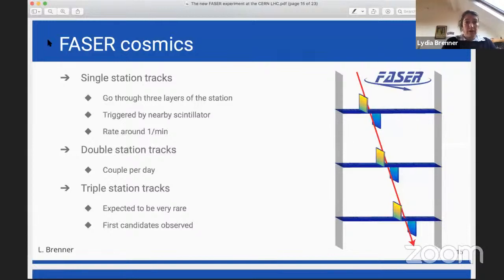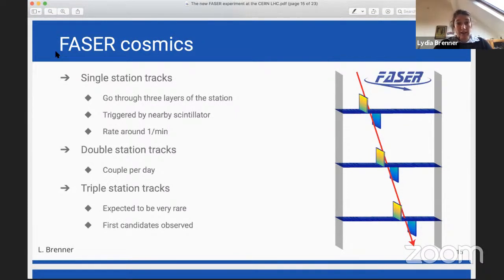Okay, so let's say a little bit more about how these cosmic runs work. For example, we have a bunch of single station tracks. What that means is it goes through 3 layers of a station and is triggered by a nearby scintillator. The rate for that is about 1 event per minute. You can see here on the right a small diagram of what this looks like.